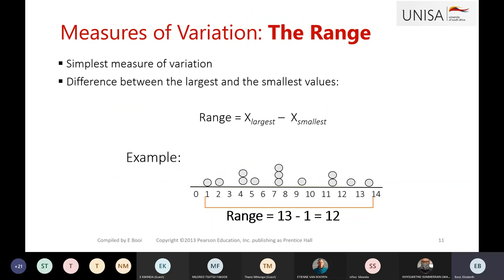The range, we did cover the range when we built the frequency distribution. So the range is your highest value minus your lowest value. It means when you calculate the range, you need to order your data from lowest to highest in order for you to know what is your lowest number and what is your highest value. And that will tell you the range.